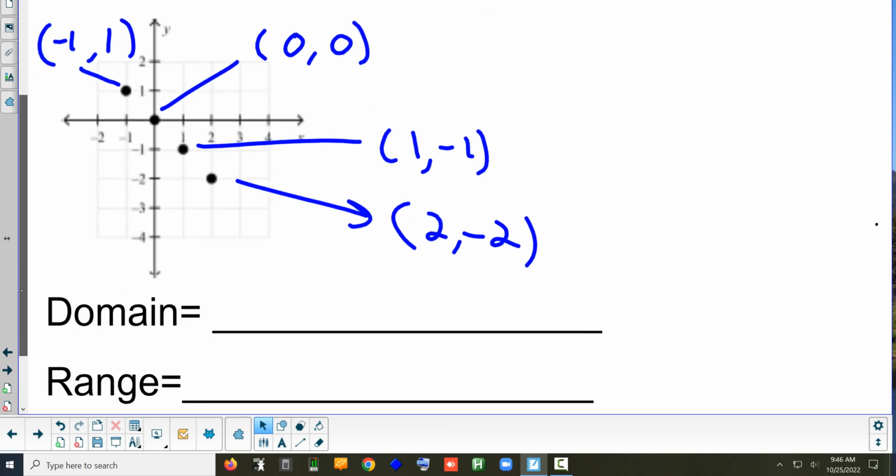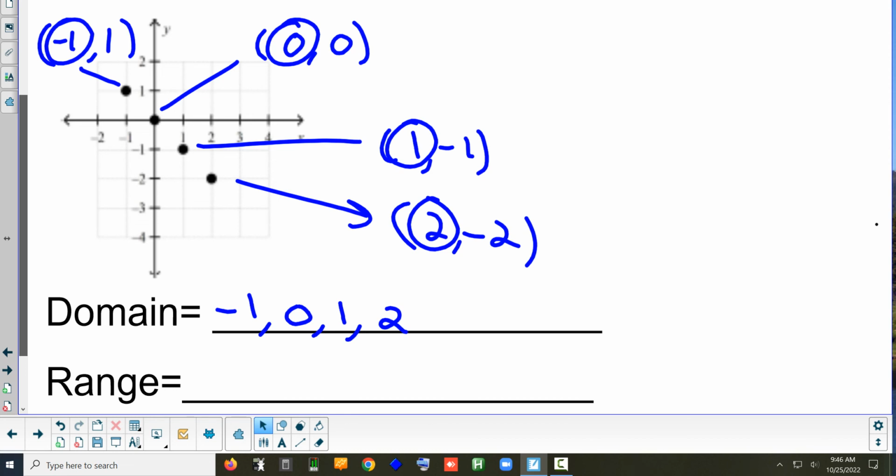What's my domain for those 4 coordinates? In other words, what are all the first numbers? If any repeat, you don't have to tell me that they repeat. I don't think we have to worry about that. Negative 1, 0, 1, and 2. That's the domain. And I like that you put it in order, lowest to highest. You're not wrong if you don't do that, but a lot of times when you write domain and range, you put it in order, low to high.